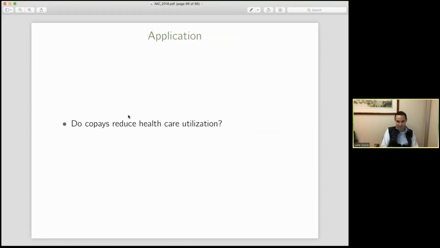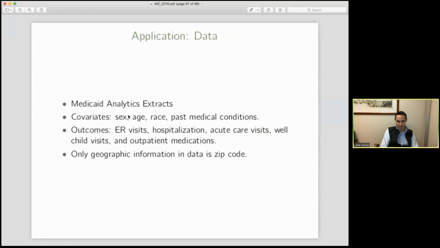So briefly, I'll run through the application, the analysis that we did, to go back through some of these ideas. The study asks: did these copays reduce healthcare utilization? The data comes from the Medicaid analytics extract. There are some covariates, though not a lot: sex, age, and the main thing is past medical conditions. The outcomes are just the things that were covered under the copays, ER visits and hospitalization. And for privacy reasons, Medicaid only gives you people's zip code. They have their address, but they will not give it to you.